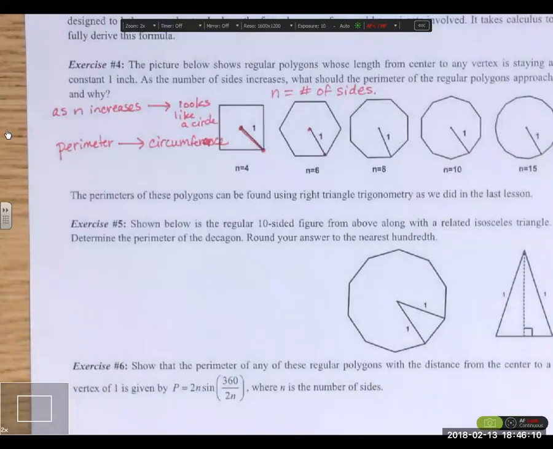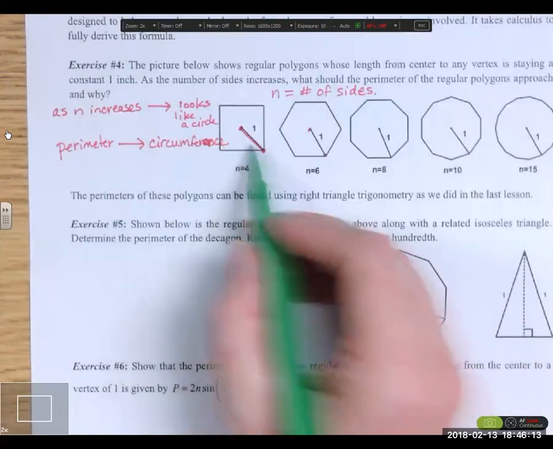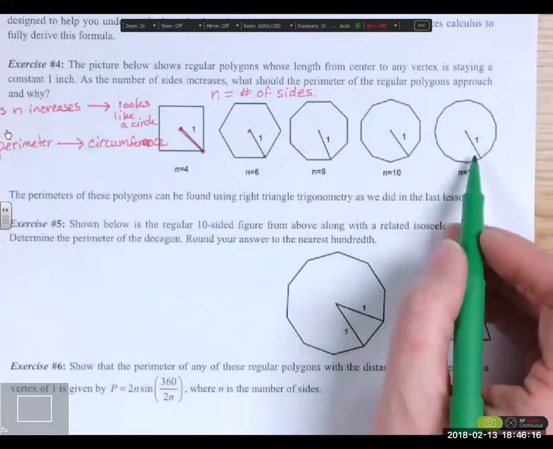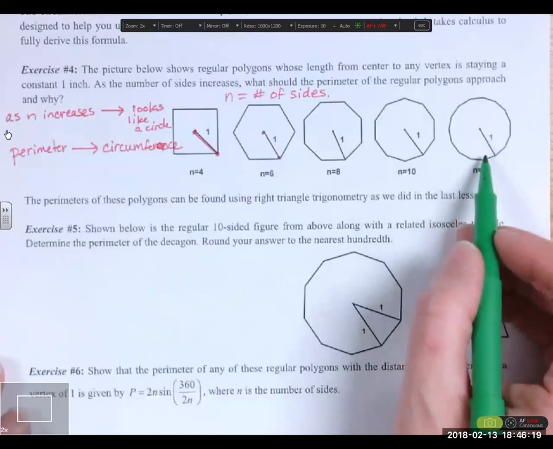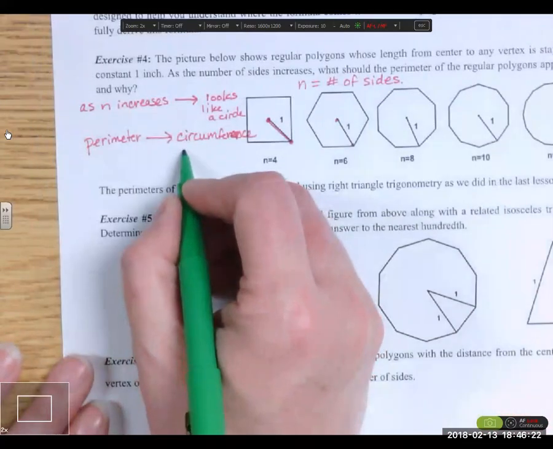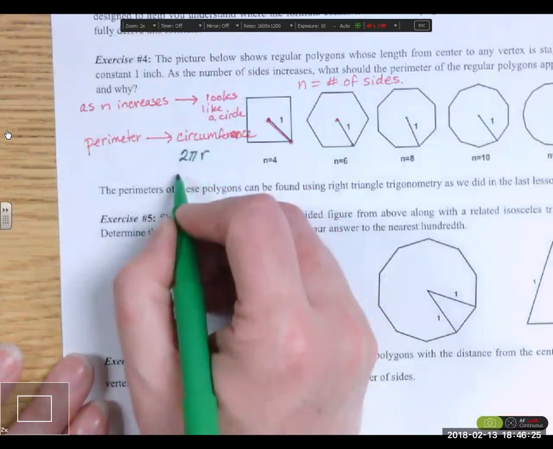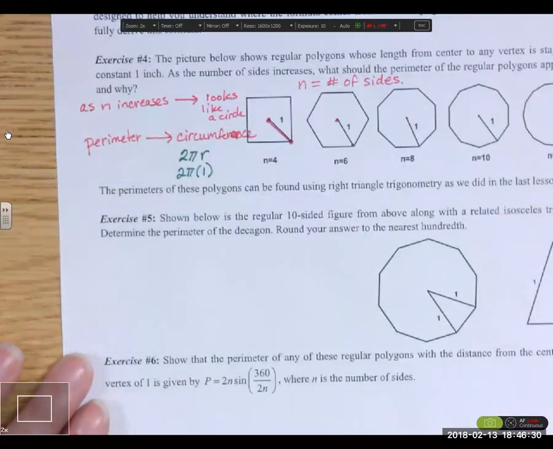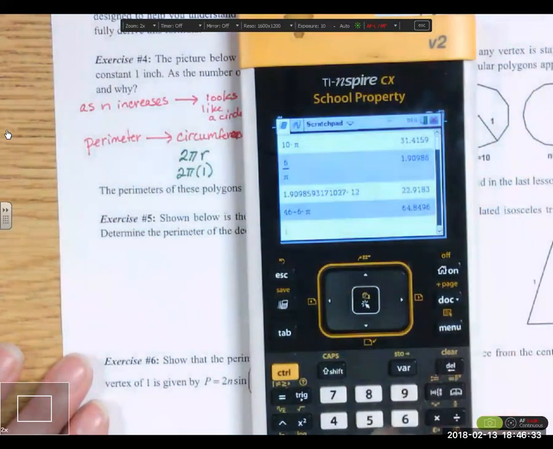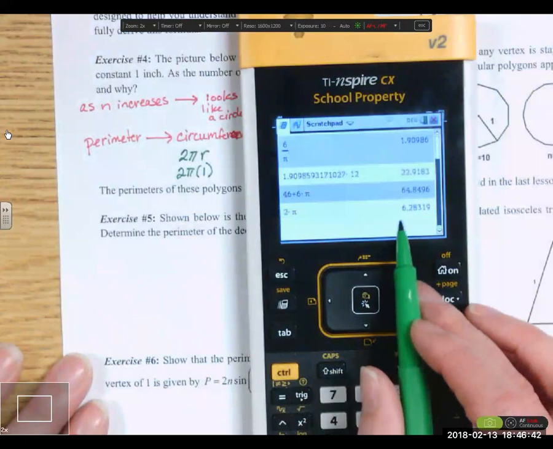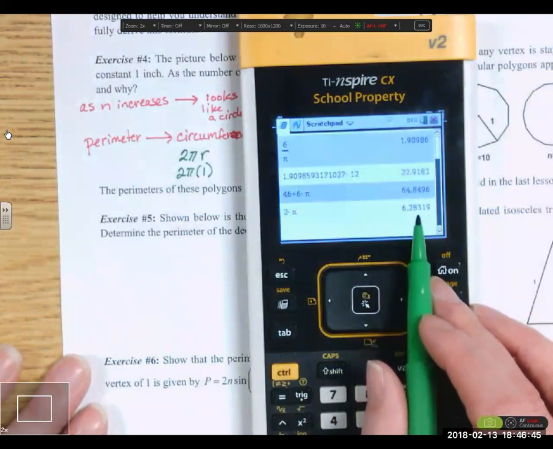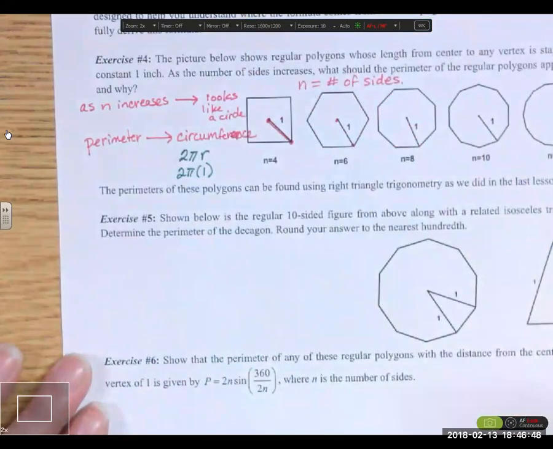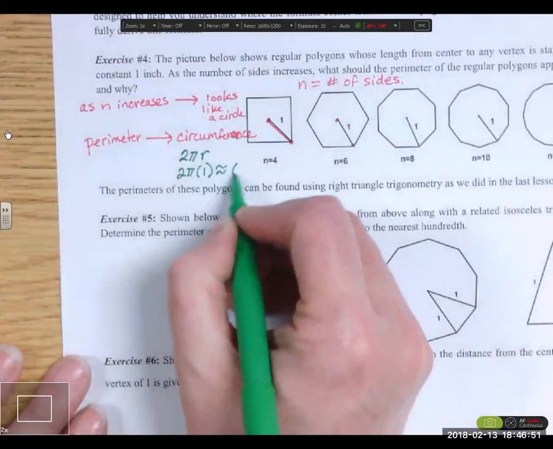Keep in mind that the radius of our circle would be 1. So what would the circumference be if we used a radius of 1? Well, the radius goes into the formula 2 pi times r, or 2 pi times, in this case, 1 for the radius. As a decimal, let's look at what 2 pi times 1 is. 2 pi is about 6.28319, and it goes on and on forever. Let's just get the first couple decimals of that. That's about 6.28.